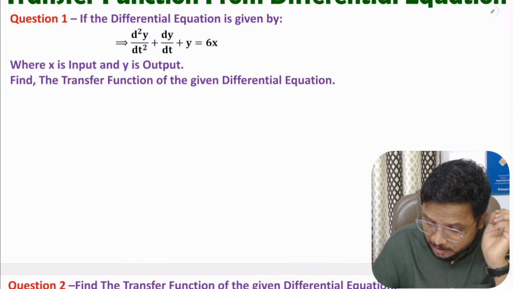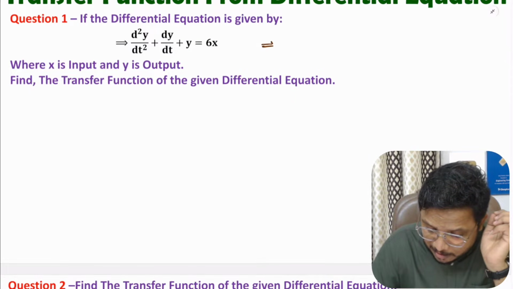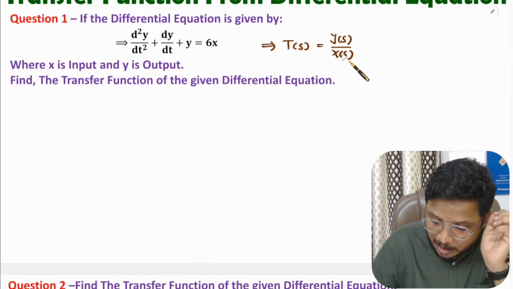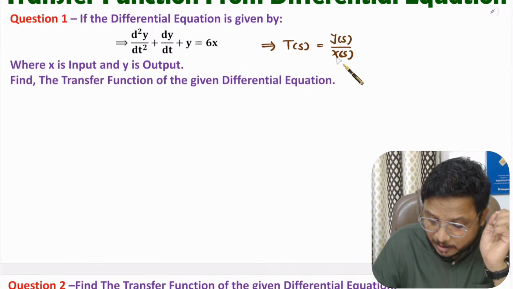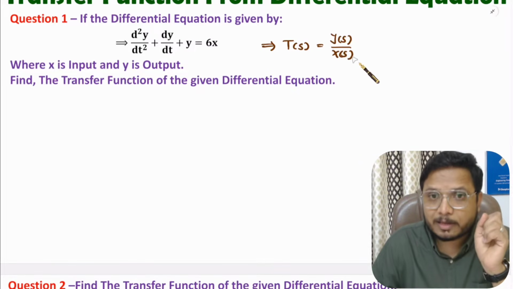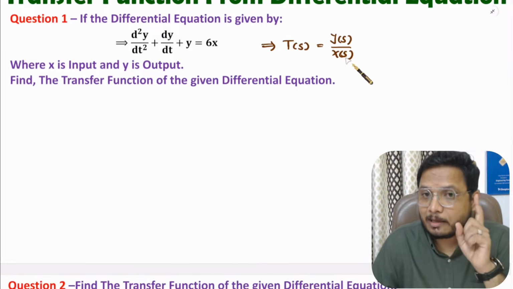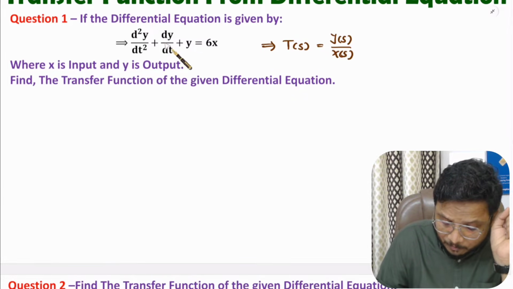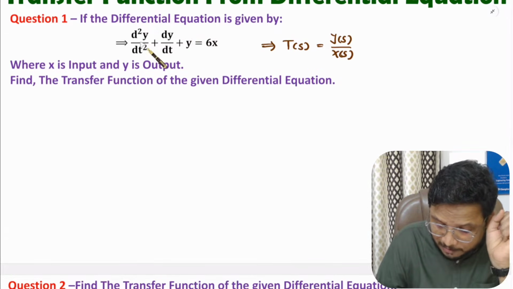So transfer function in Laplace domain, that is T of s, is a ratio of output to input. Here output is Y of s and input is X of s. Transfer function is a ratio of output to input, and that ratio is in Laplace domain. To get the transfer function, let us apply Laplace transform to this differential equation.